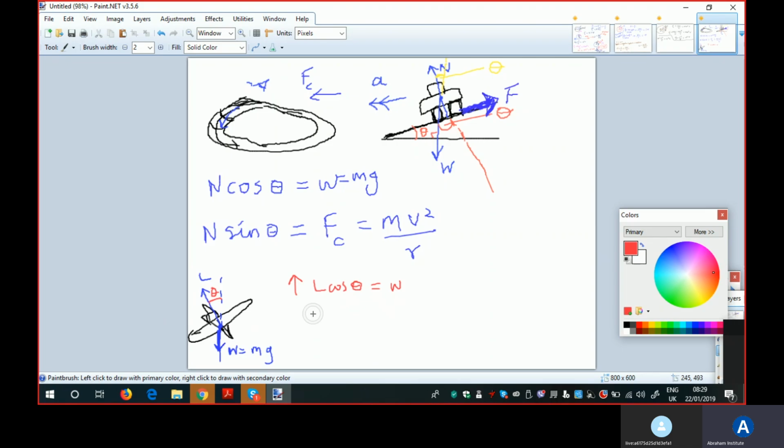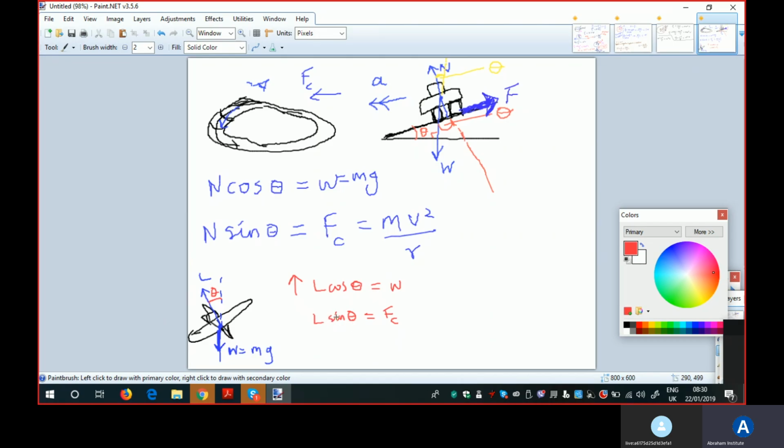Then L sine theta is in the direction of the center of the circle. So L sine theta will be equal to the centripetal force Fc. L cosine theta is the component of L in the vertical direction, and that is equal to the weight. L sine theta is in the direction of the center of the circular path in which the object is moving, which is the same direction as the centripetal force. So the centripetal force is equal to L sine theta.